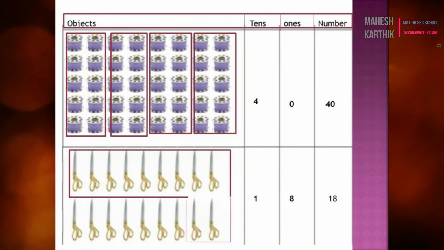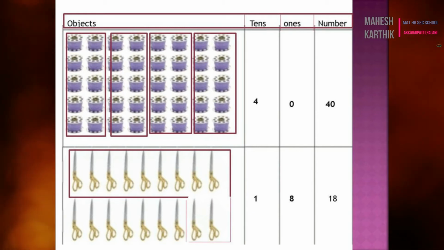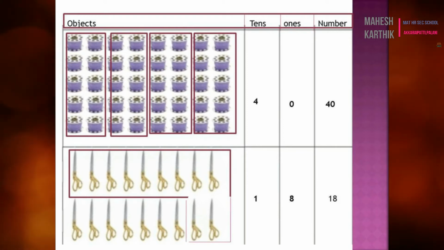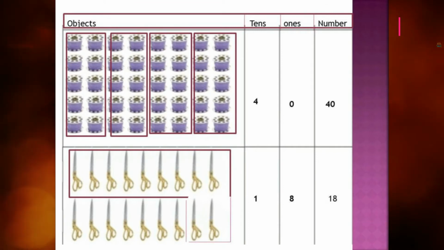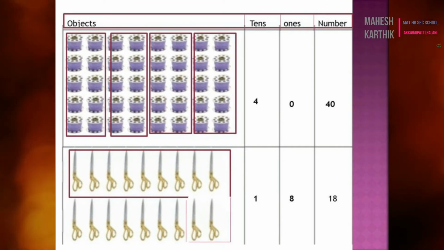The next one, you have to count how many scissors are there and group them by tens and ones. How many tens are there? 1 ten and 8 ones. So the number is 18.